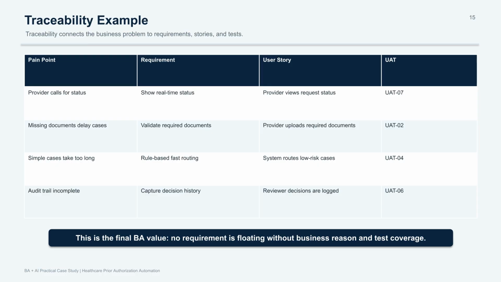Finally, the BA uses a traceability matrix to connect everything. Each business requirement should map to a functional requirement, user story, acceptance criteria, and UAT scenario. This ensures nothing is missed and every feature has a business reason.